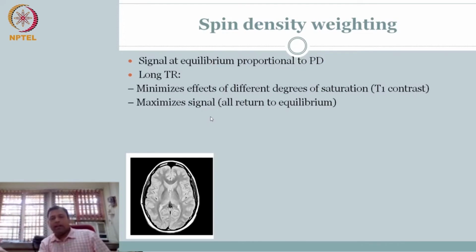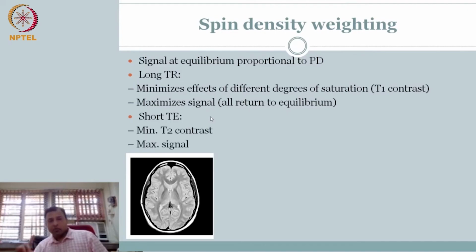Of course, then I can do repeated measurement. I don't allow it to dephase, and immediately I put a 180 degree pulse. Time to echo, I minimize that. So I still do not have the effect of T2, because I have not allowed it to dephase. So to minimize the effect of T2, what should I do? The parameter under control is TE. I have to minimize TE. If I have minimal TE, I would not have allowed it to dephase and therefore the effect of T2 will not come into the picture. So long TR, short TE allows you to get a signal that is predominantly weighted towards the proton density.